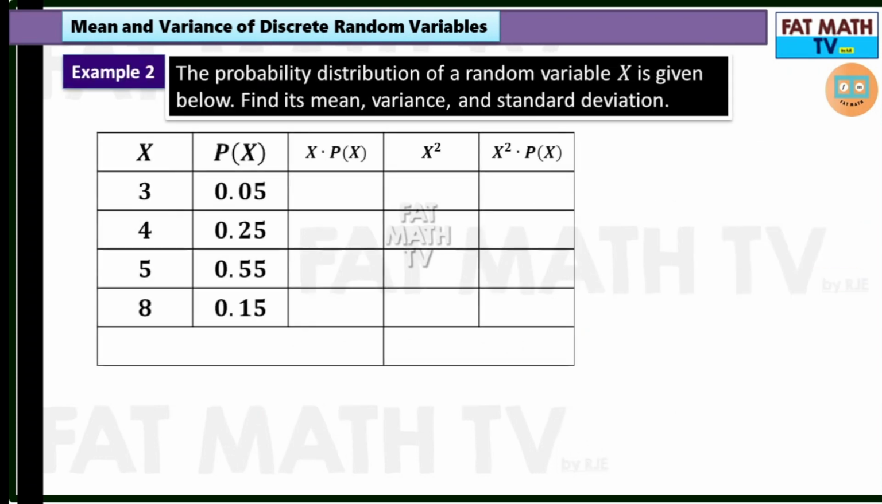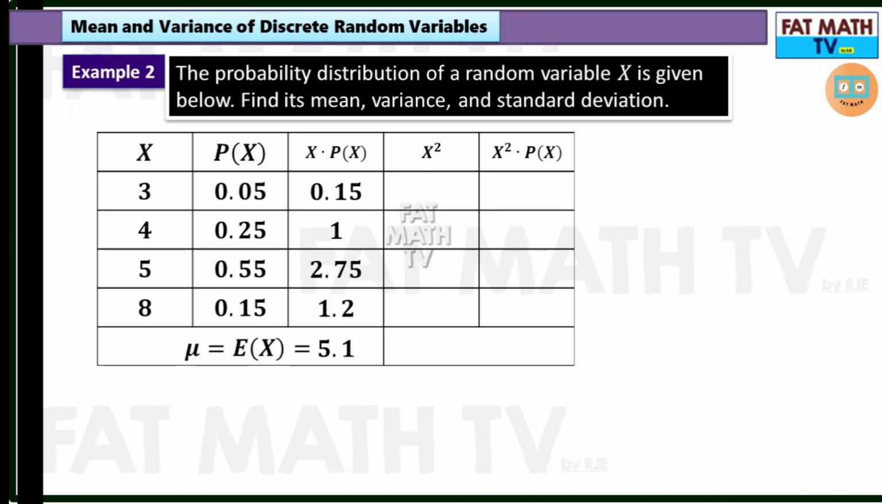Let's have a second example. We have here values of x, 3, 4, 5, and 8 with corresponding probabilities 0.05, 0.25, 0.55, and 0.15. So to solve for the mean, we need to find the sum of x, p of x. So x times p of x, 3 times 0.05, that's 0.15. 4 times 0.25, that's 1. 5 times 0.55, 2.75. And 8 times 0.15, that is 1.2. 0.15 plus 1 plus 2.75 plus 1.2, that is 5.1, which is the mean or the expected value of x.